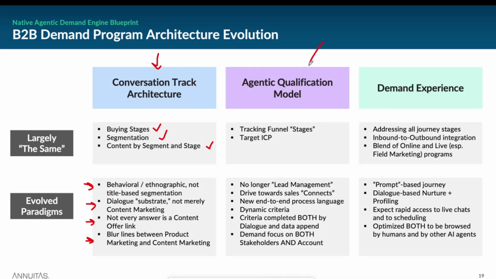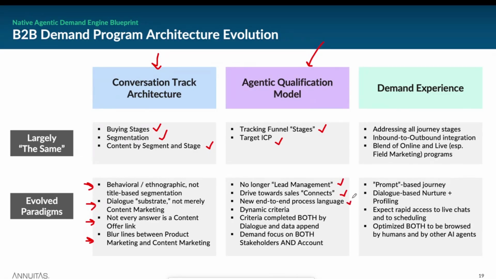Second thing is, you would have seen the words lead management or funnel management in here in the past, and we are still, and do care about some funnel stages. We want to be able to manage the process end to end. We absolutely still care about ICP, but there's some fundamental things that are changing. Not lead management anymore, right? Not leads, we're driving to connects.